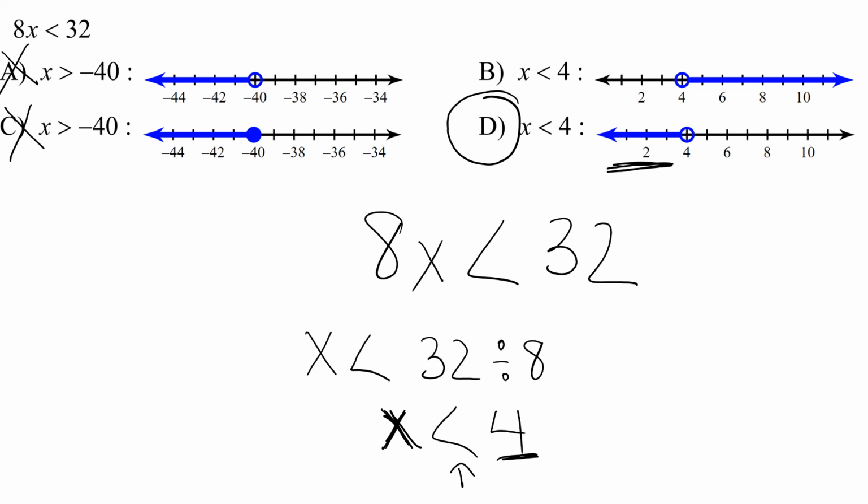Anyways, then look at your solution. Figure out, should your graph have an open or closed circle? Make sure your circle is on the right number and the arrow is shading the correct direction.